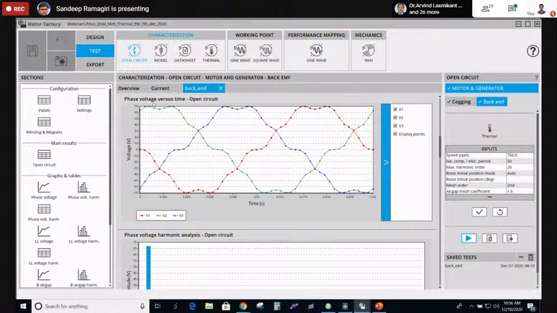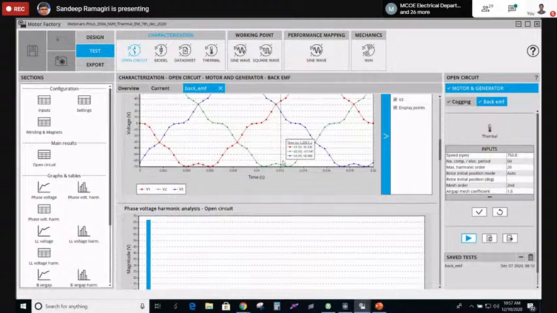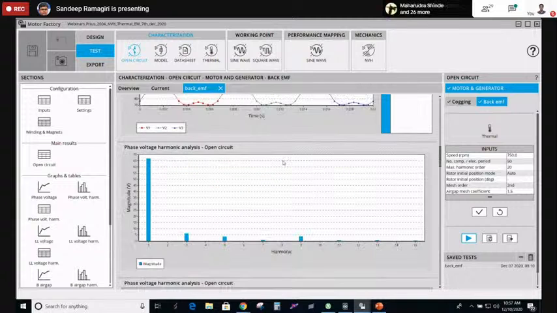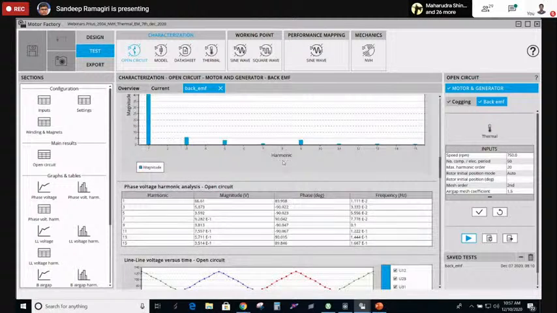We can see here the results. First results we get from the back EMF test is phase voltages. You can see it's in a sinusoidal fashion, and we can also have the phase voltage harmonic analysis. If you want the magnitude of particular harmonics, you can also have that, and the phase of that particular harmonic and the frequency.